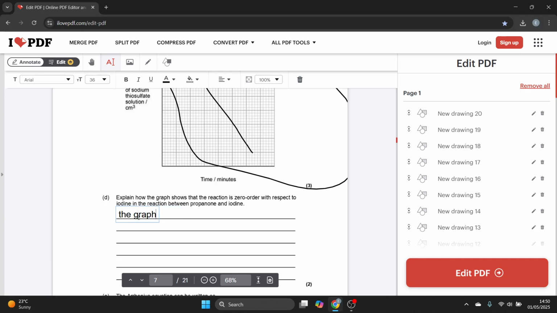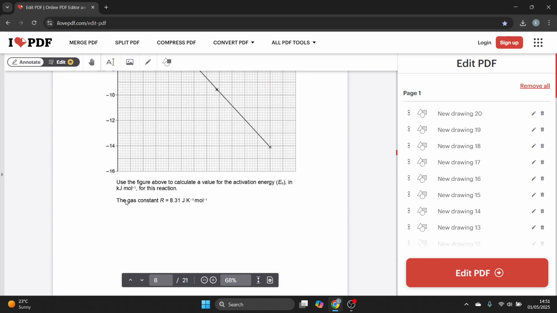Well, the graph is a straight line, hence has a constant gradient, so the rate of reaction does not change as the concentration changes. Actually, we can just say the iodine is being used up at a constant rate.